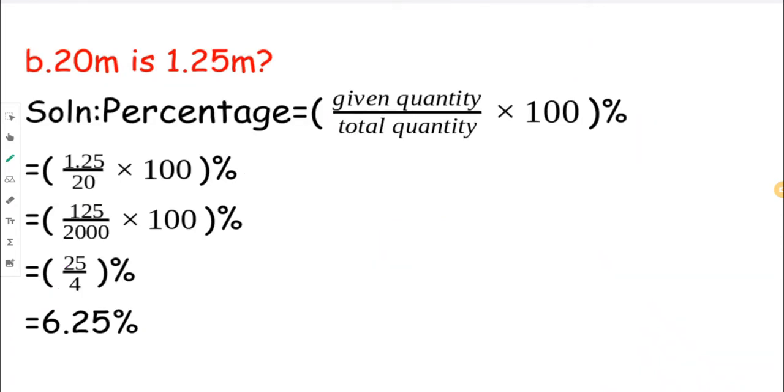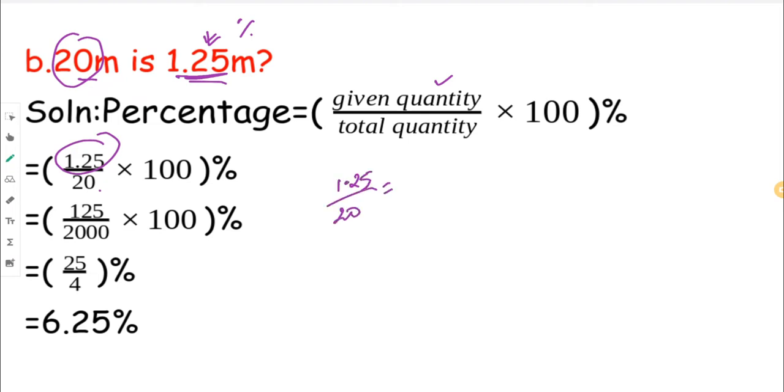Once again, remember 20 meter is 1.25 meter, right? So this is the 100%. We also find how much percentage is this 1.25 meter equal to. All right, so once again the formula, given quantity divided by total quantity into 100, right? So when you look here, the given quantity is how much? 1.25, right? Then the total quantity is 20 into 100, right? Once again, remember here 1.25 is there, right? So 1.25 divided by 20.